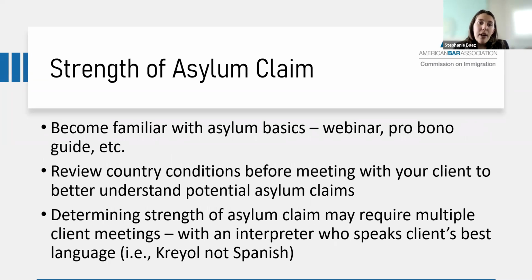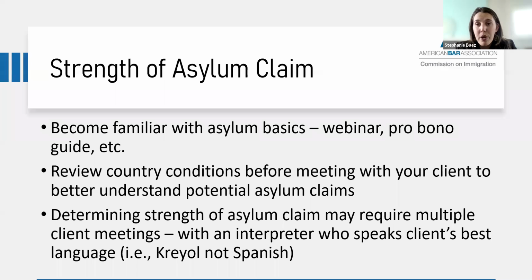And a final note here is just to evaluate the strength of your asylum claim. That will help inform all of the decisions you're making on which option is best for your client. Specifically for Haitian clients, it might take a few conversations before they really can open up to you or share with you about why they might have an asylum claim. And so it might require multiple conversations.